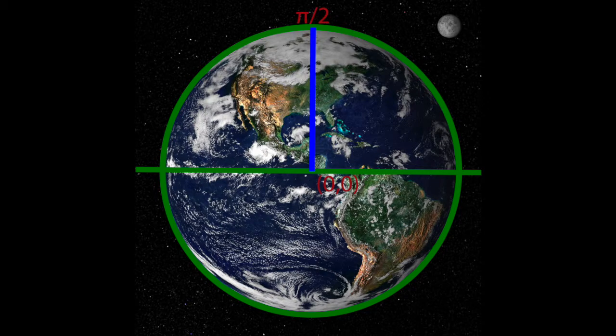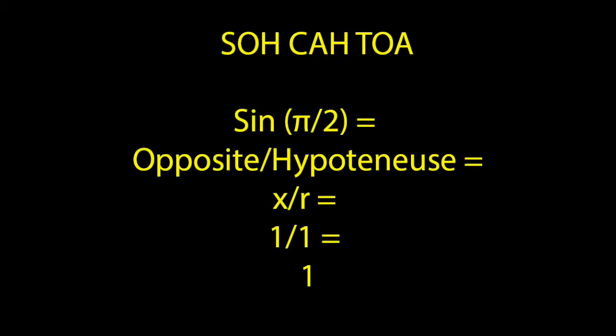Wait, there's no triangle here. What's up with that? Well, it seems a little unconventional, but I could imagine a triangle with a horizontal side of length 0 units and the vertical side of length 1 unit, so that's the x and y coordinates. The hypotenuse of this triangle is the same line as the opposite side. That makes sine equal to 1 over 1, or 1.